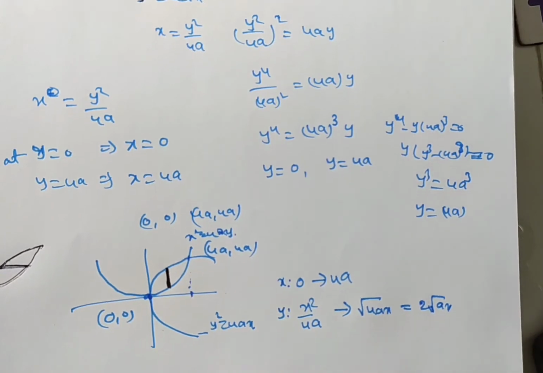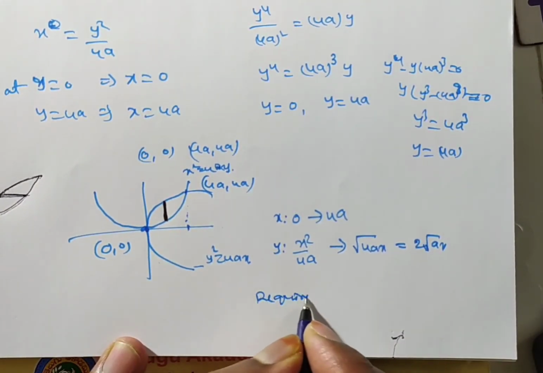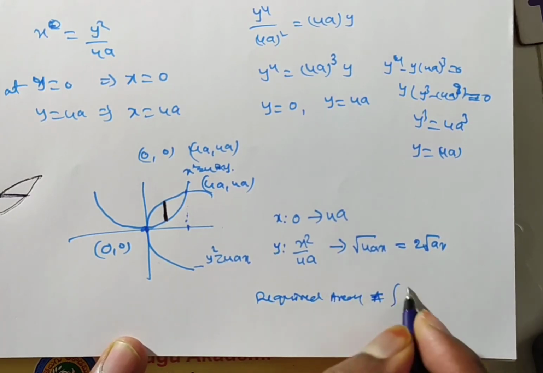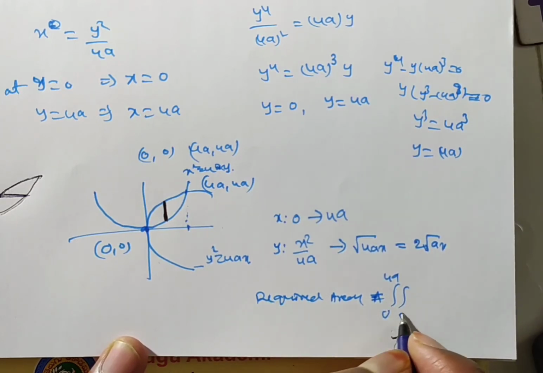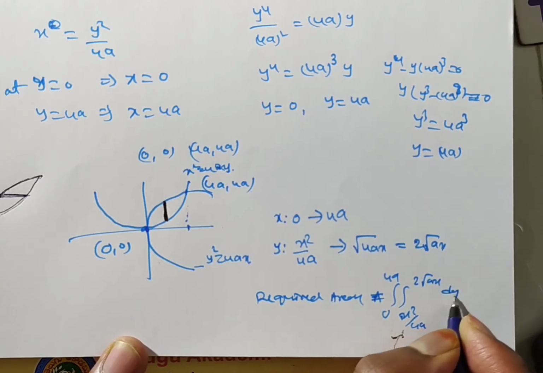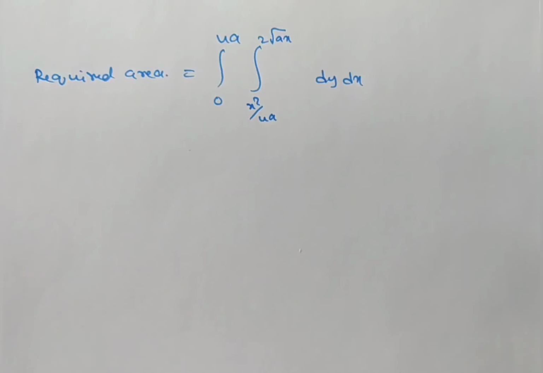Now what did I get here? Limits. So in this case, the required area we are denoting with double integral A. What is A? Integral 0 to 4a, and x square by 4a to 2 root ax, dy dx. Now I will solve this problem in the next page.